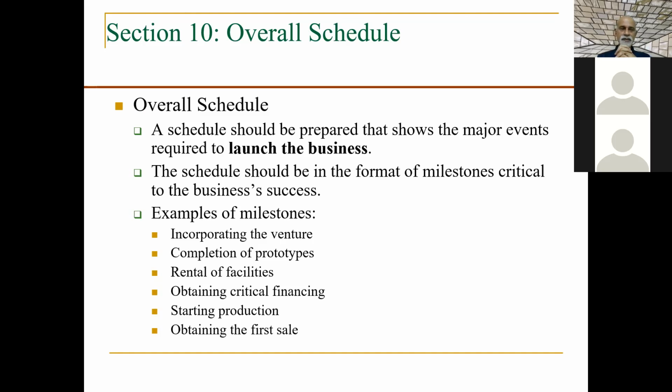Okay, so I just go through the overall schedule. A schedule should be prepared that shows the major events required to launch the business. Let's say maybe you're creative, and you want to get somebody to launch your business. Then by all means, the schedule should be in the format of milestones critical to the business success. Examples of milestones are incorporating your business venture, the completion of the prototype, if you're making a new product, then rental of facilities. When are you going to start renting your location or facilities?